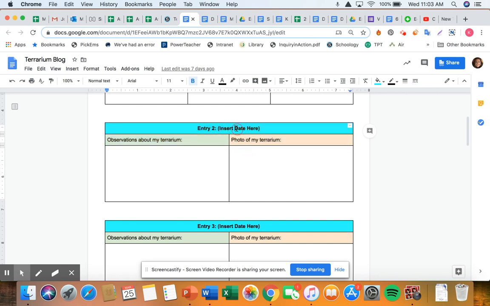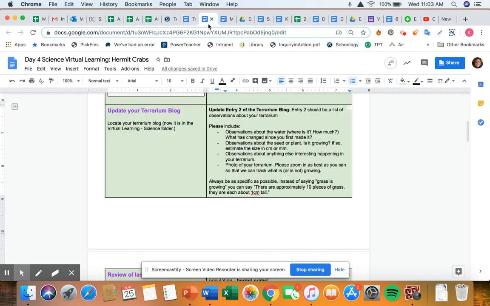Okay, so put the date, whatever date you're doing the entry post. So for some of you, it might be the 25th or the 26th or the 27th. Here, post a photo of your terrarium. You don't have to be in it this time, but take a zoomed in photo of what's going on, if possible, inside the terrarium. And then over here, you're going to do observations, maybe 4 to 5 bullet points. They don't have to be super long, but over here I gave you some examples.